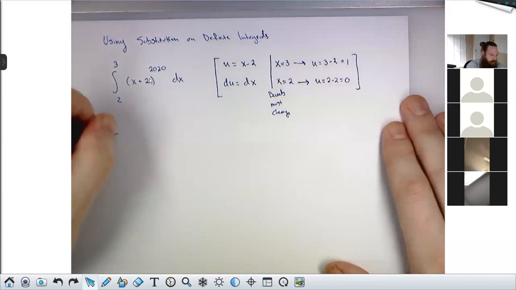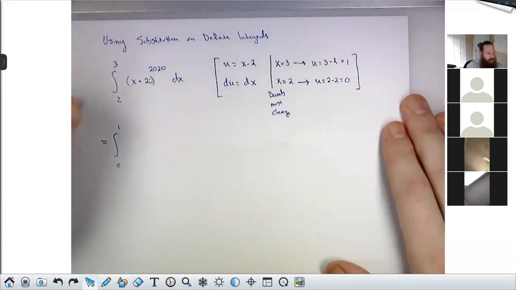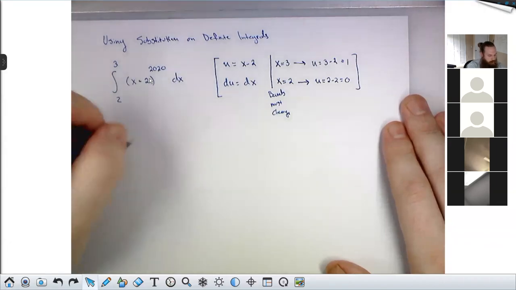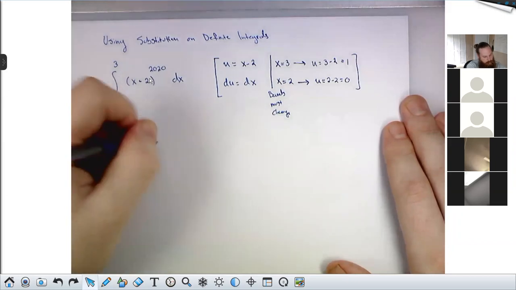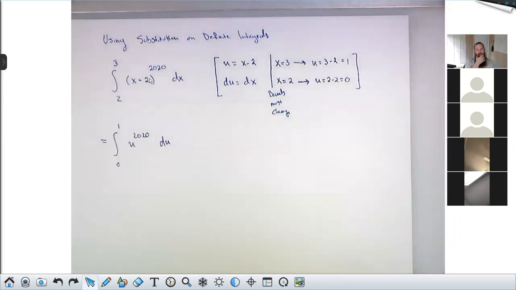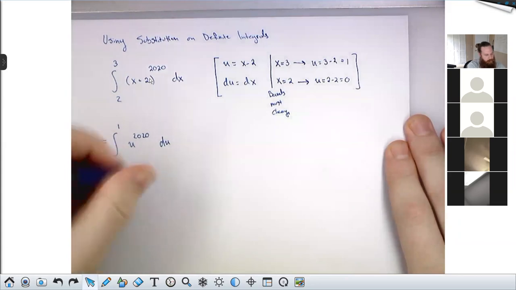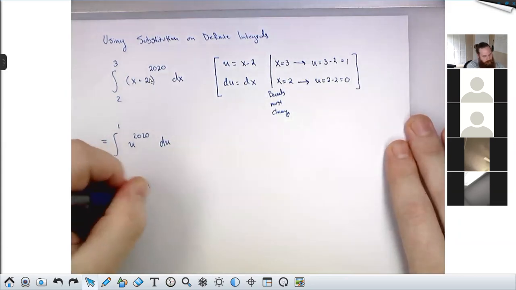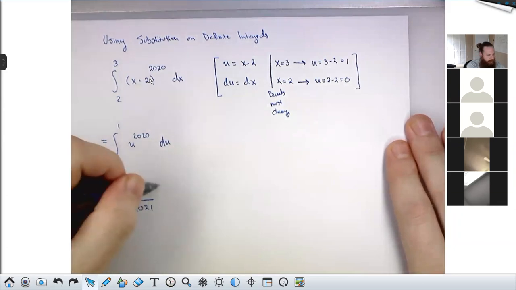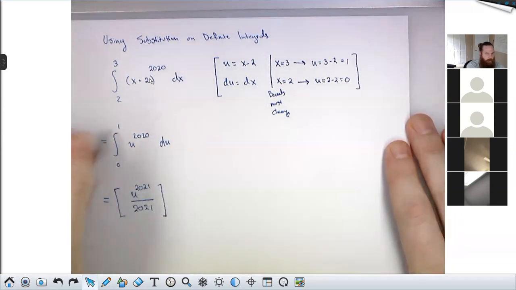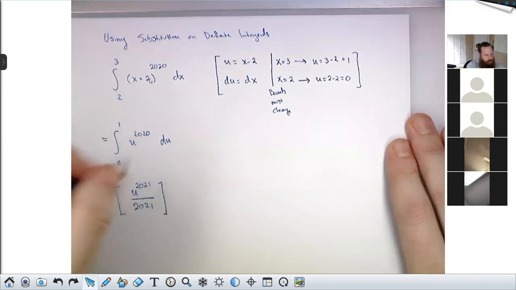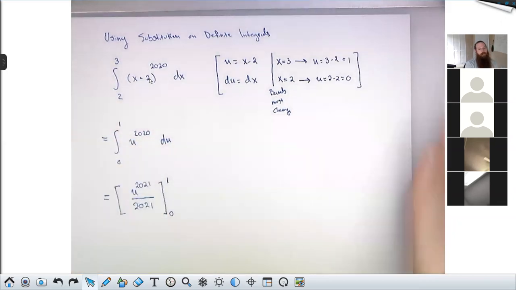So my new integral is from 0 to 1 of (x minus 2) to the 20, that's u to the 20, du. Easy problem. U to the 20 has as its antiderivative u to the 20 over 20. And it's a definite integral, so there's no plus c. You just evaluate between bounds, and you use these new bounds, not the old ones. Use the new bounds, 0 to 1. You don't need to go back to the original variable at all on definite integrals.